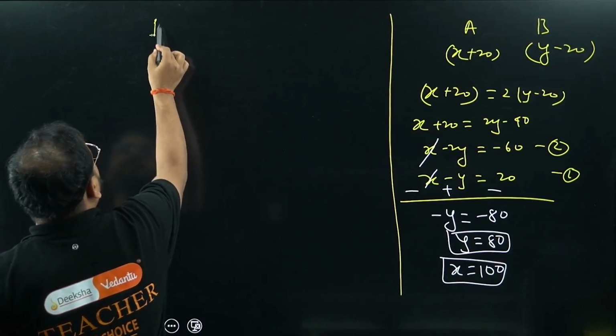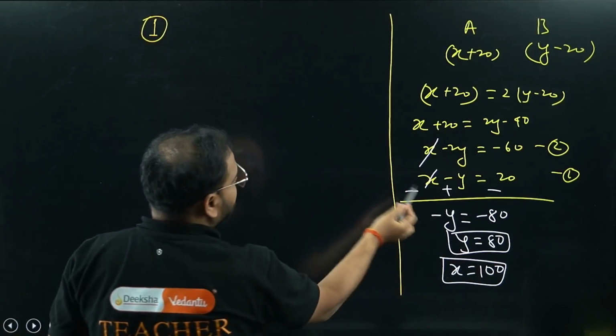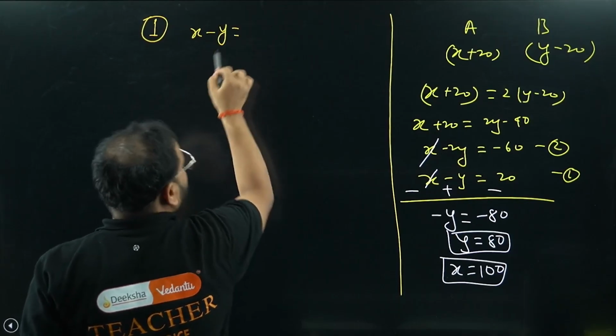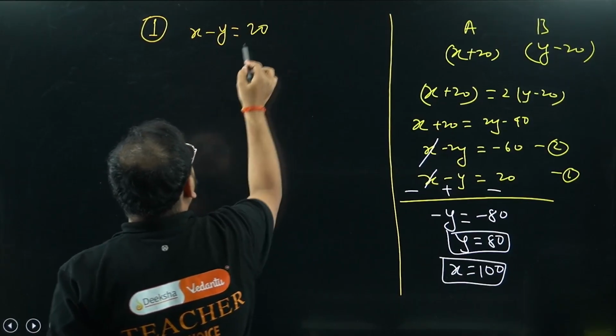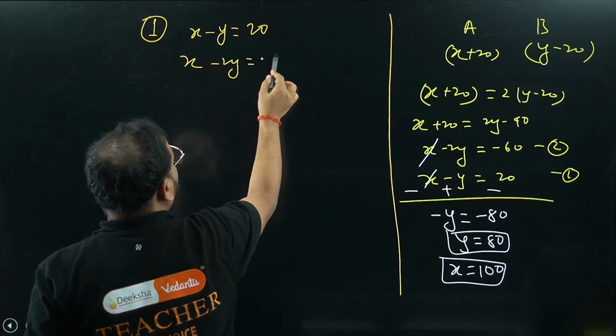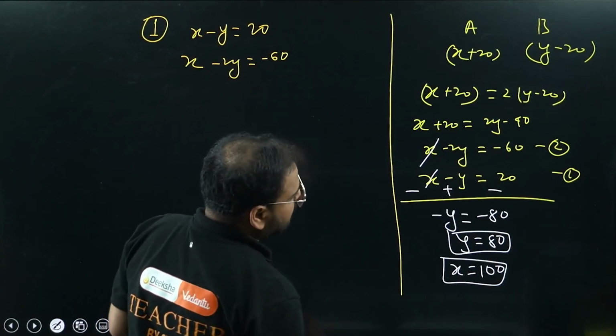So question number 1. The first answer would be the equation number 1, because they're asking us to form the equations, right? X minus Y equals 20. That's the first one. Second one is what? X minus 2Y equals minus 60. This is the answer.